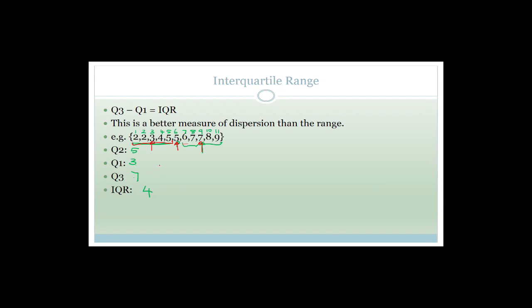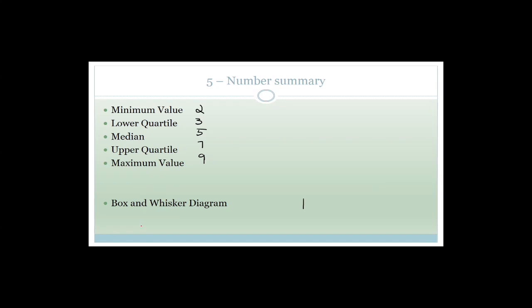Now, the reason that I left this example in was because we were still busy with this, where we had a minimum value from the previous example. We had a minimum value of 2, a lower quartile of 3, a median of 5, an upper quartile of 7, and a maximum value of 9. And this is called the 5-number summary. So if they ever ask you to write out your 5-number summary of your data, it is the minimum value, the maximum value, the lower quartile, median, and upper quartile.